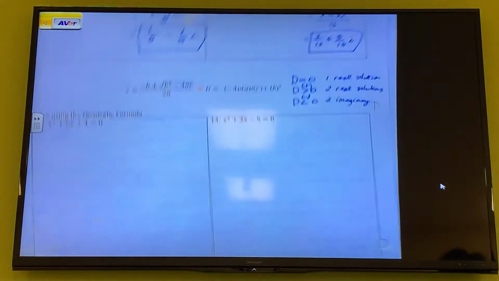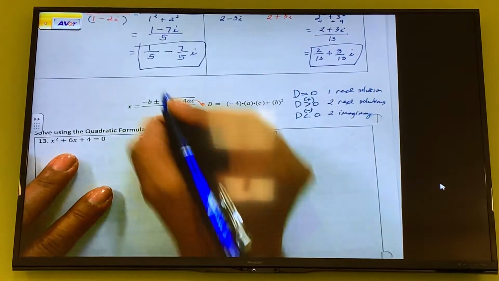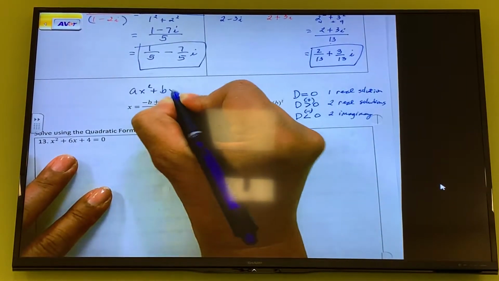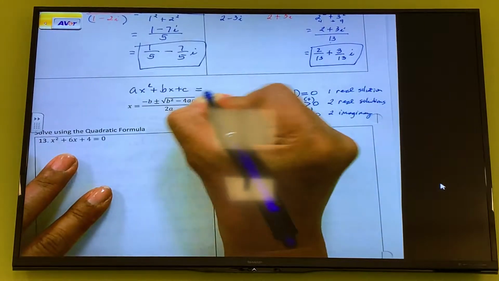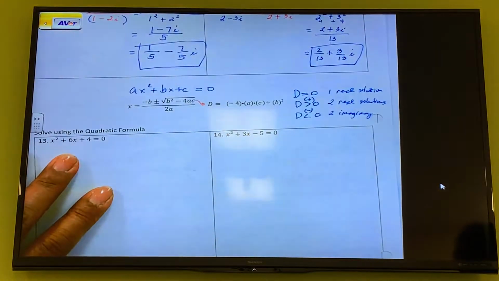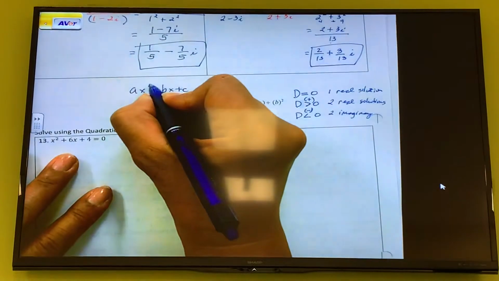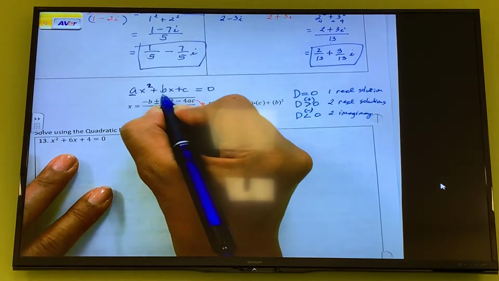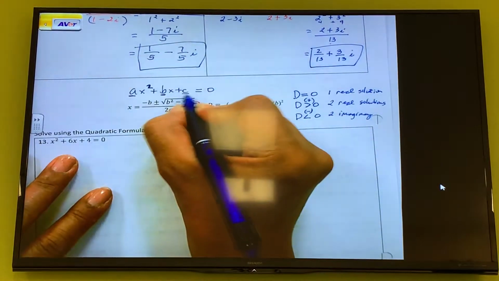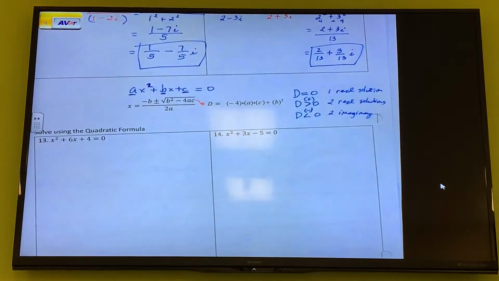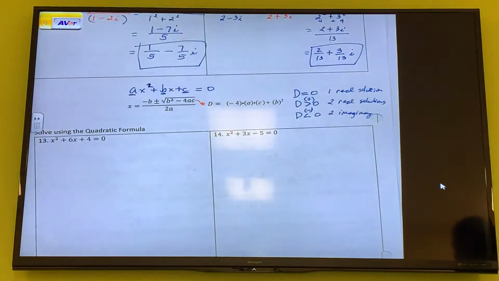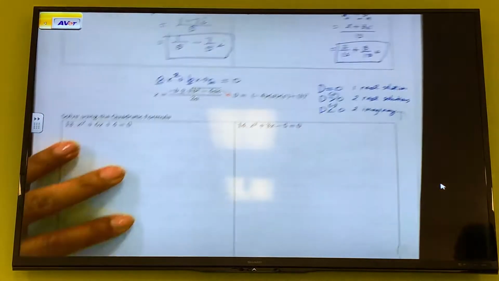Before you plug it in, remember you have to make sure that your equation is in standard form and equal to 0. Whatever is in front of the x squared will be your a. Whatever is in front of the x is your b. And the number by itself, if there is any, will be your c. If there are any missing terms, you put a 0 in it, same thing as before.